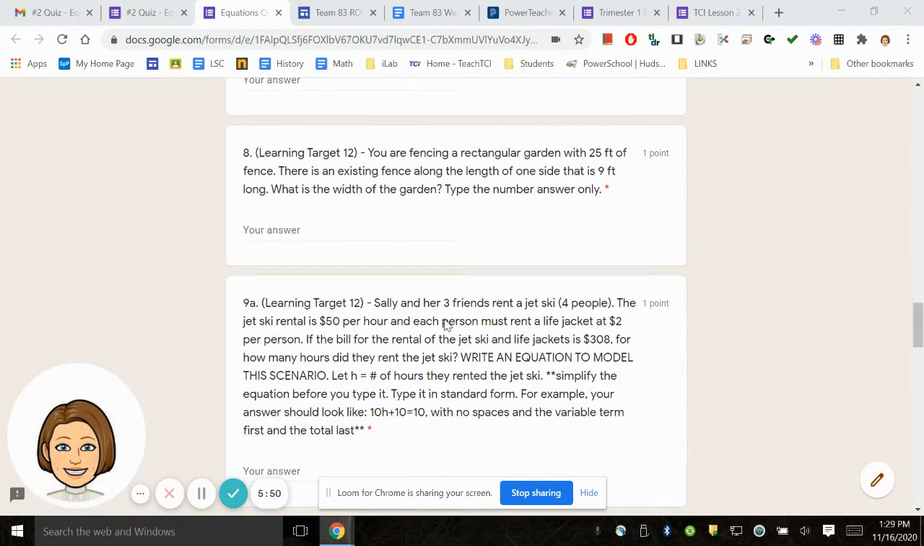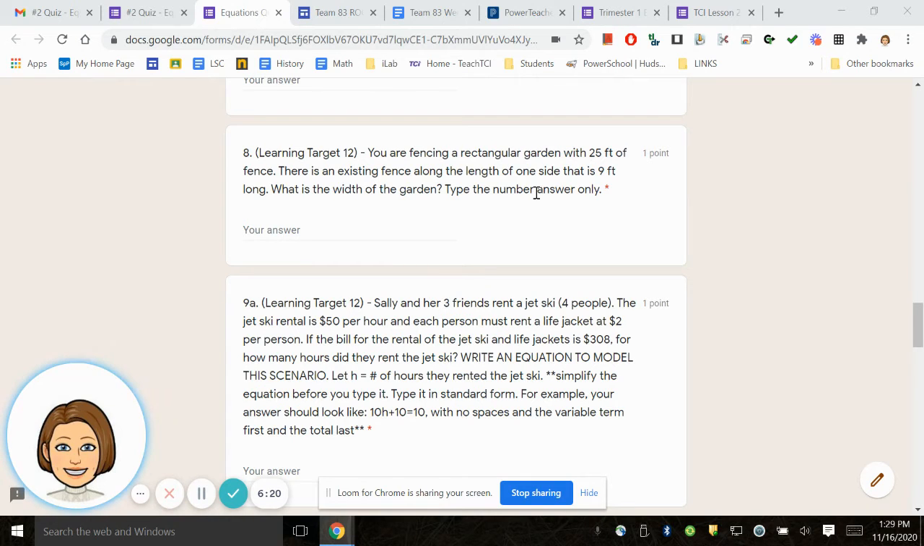Number 8, draw a picture first. That's what I would do. Okay. So you are fencing a rectangular garden with a total of 25 feet of fence. So there's your total. There is an existing fence along the length of one side that is 9 feet long. So you're really only using 3 sides of the garden to fence. Okay. What is the width of the garden?